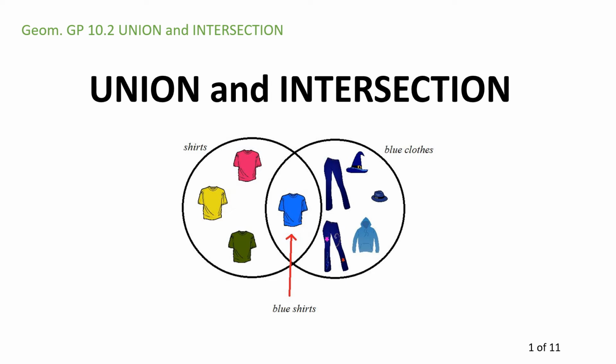Hello, geometry students. In this lesson, we're going to talk about the concept of union versus intersection. Intersection is probably a little easier to understand. It's an and. If you say something is an intersection, it means and. It means that this is both a shirt and it's blue. Versus union, the union is an or. That means I'm either looking for a shirt or something that's blue.